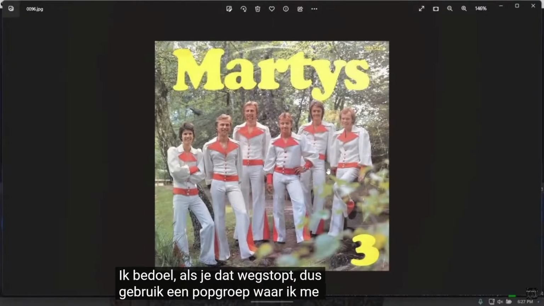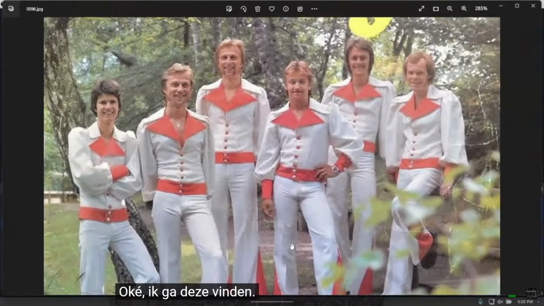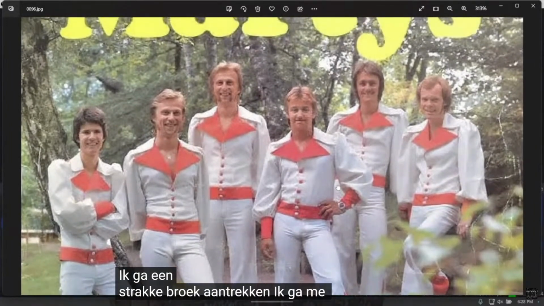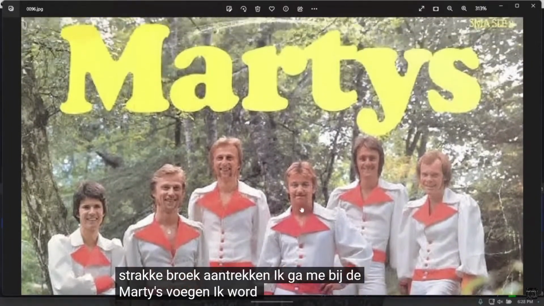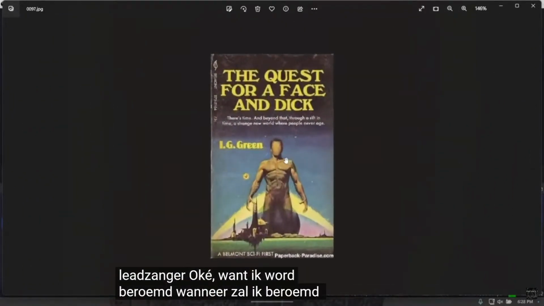So here's a pop group that I'm going to join, okay? I'm going to find these. The Martys. Look, they got really tight trousers on, guys. Look, that's obscene. So I'm going to get tight trousers on. I'm going to join the Martys. I'm going to be their lead singer, okay? Because I'm going to be famous. When will I be famous?